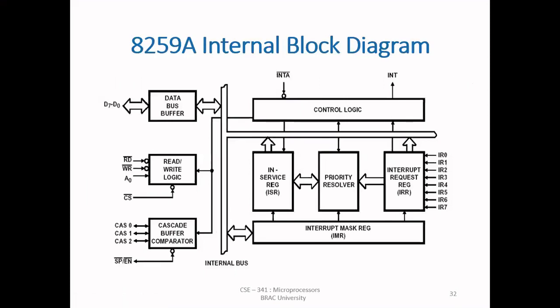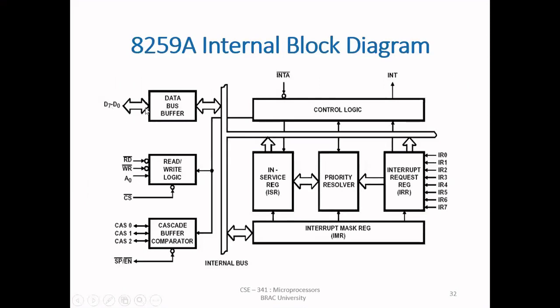Now let's take a closer look at how the 8259A functions during this process. This is the internal block diagram of the 8259. In the figure, first notice the 8-bit data bus and control signal pins in the upper left corner of the diagram. This is D0 to D7, that means it is of 8 bits.